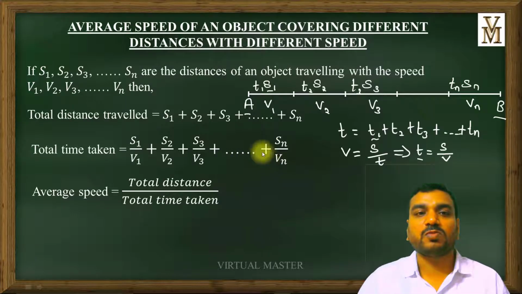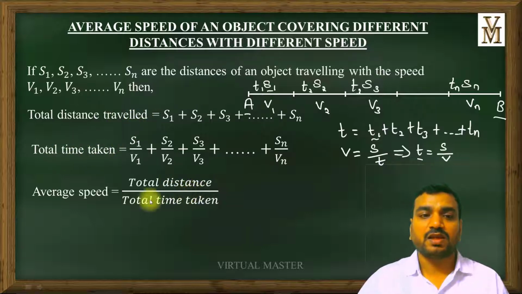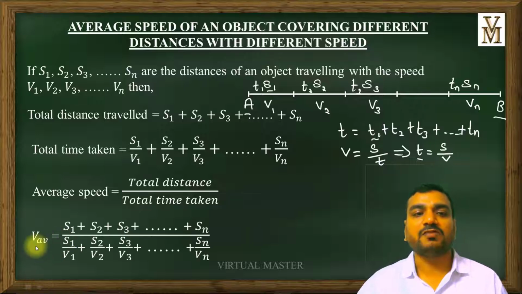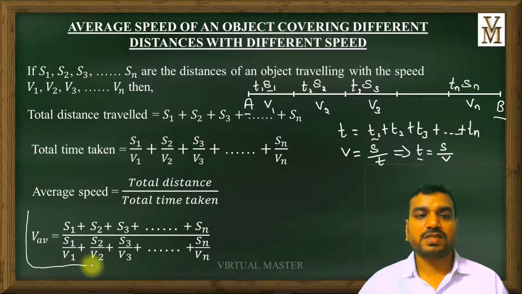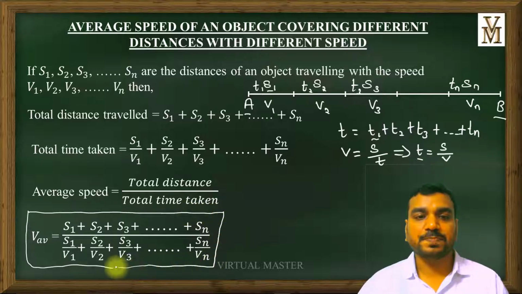Now let us substitute the formula for total distance traveled and total time taken in this equation. After substituting, I will get the average speed Vav. The term we are using for average speed is Vav. Vav equals S1 plus S2 plus S3 plus up to Sn divided by S1 by V1 plus S2 by V2 plus S3 by V3 plus dash dash dash up to Sn by Vn. Now this is the formula for average speed of an object covering different distances with different speeds.